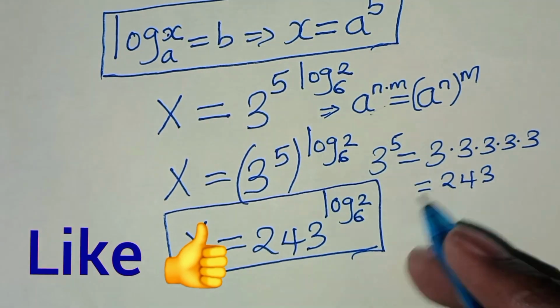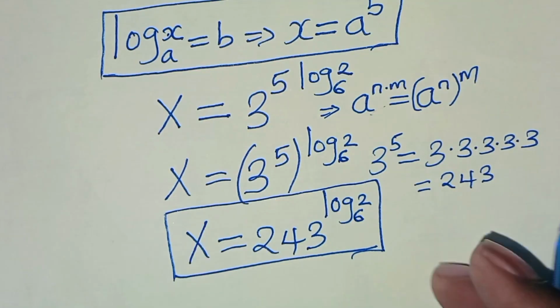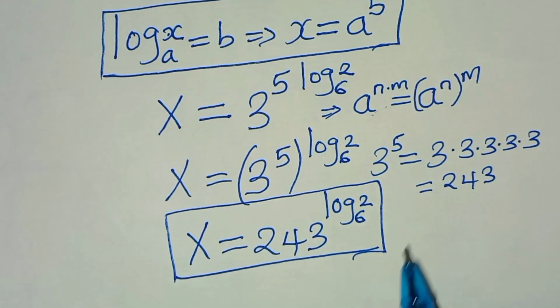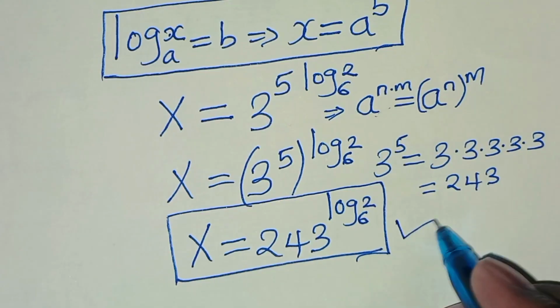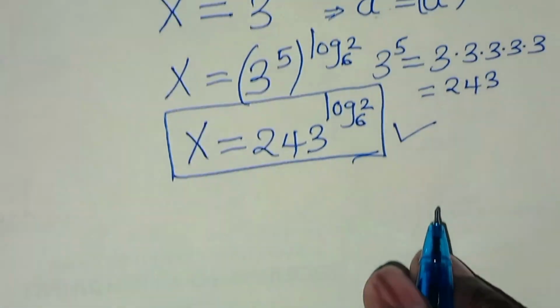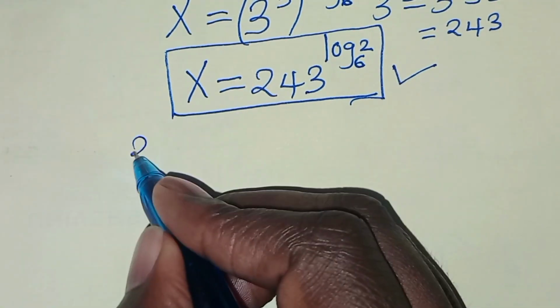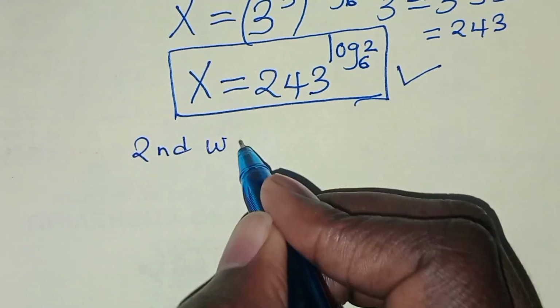So this is the value of x, solving it using the first way. We can solve this in two ways, so this is the first way. This is the value of x. Now let's solve for the value of x in the second way as follows.